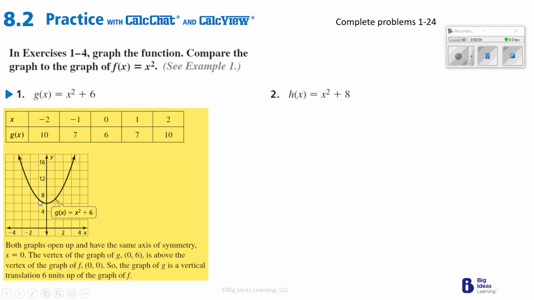And you see this, where -1 was 7 here, right in the middle of 6 and 8. And then if x was 1, then 1 times 1 would be 1, and 1 plus 6 would be 7 right there. And they already showed where -2 would be 10, and 2 would be 10. All right, so this is a vertical translation 6 units up from the graph of f. Let's go on.